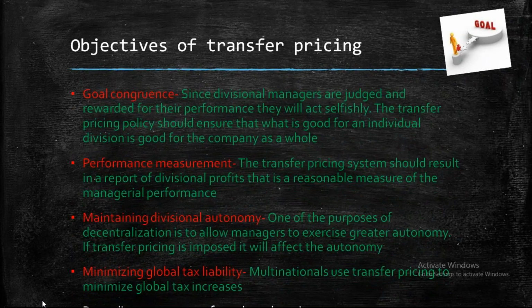So the objective of transfer pricing, this is very important, is goal congruence. Ultimately, because we are judged by performance, the pricing should be somewhat reasonable, good for the division and also for the company as a whole. So that's why I said, if you decide the transfer pricing based on a standard cost, that will be the best setup here.